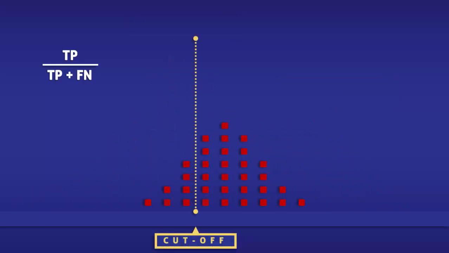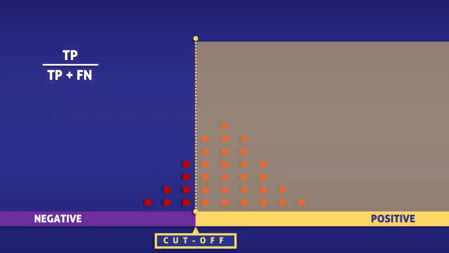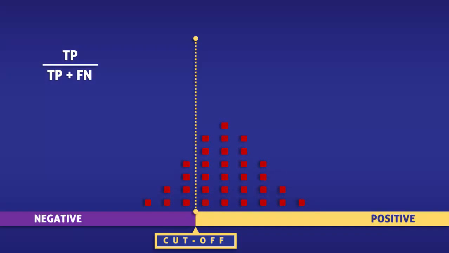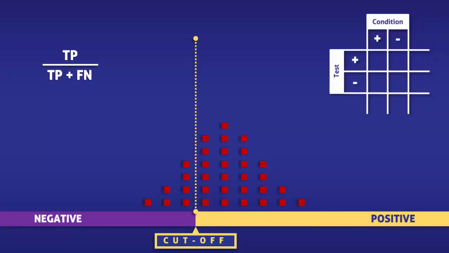This yellow line represents a cutoff level for a test. To the left of the line, the test returns negative, and to the right, it returns positive. Now, let's shift our focus to the sample table in the top right corner. When calculating the sensitivity, we only need to use the column on the left. This column is used for people who have the condition. In the top box, we have the true positives. In the middle box, the false negatives. And on the bottom, the total number of people with the condition.